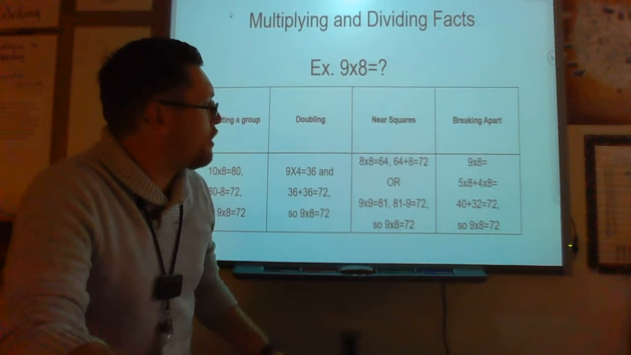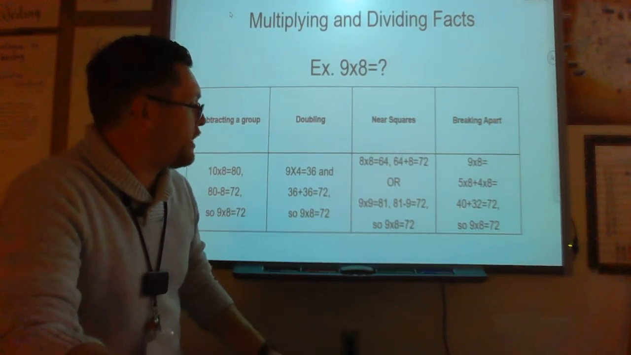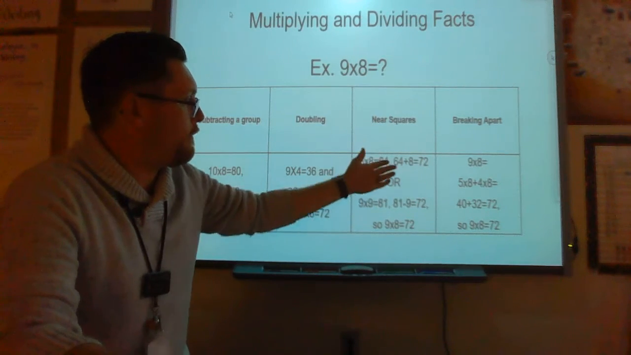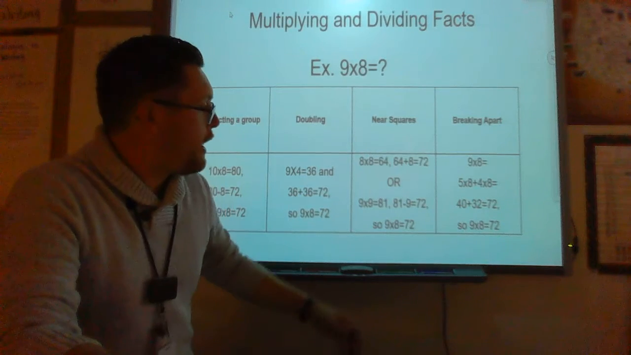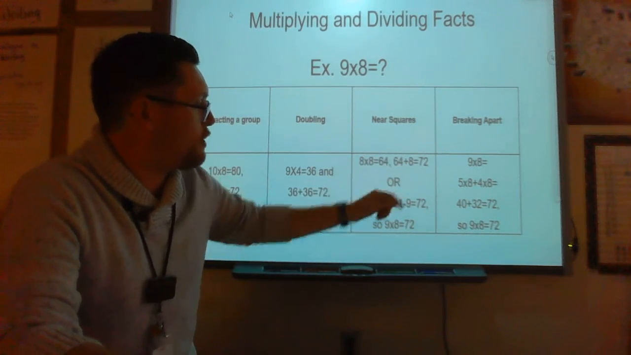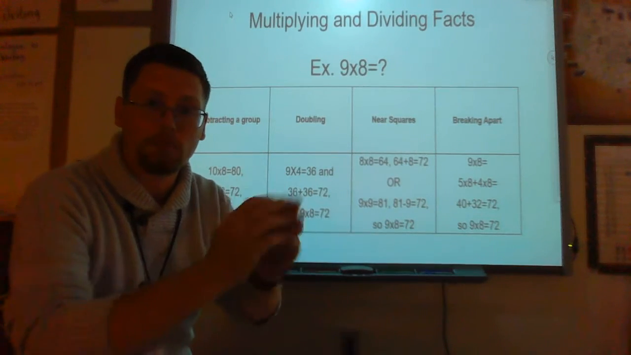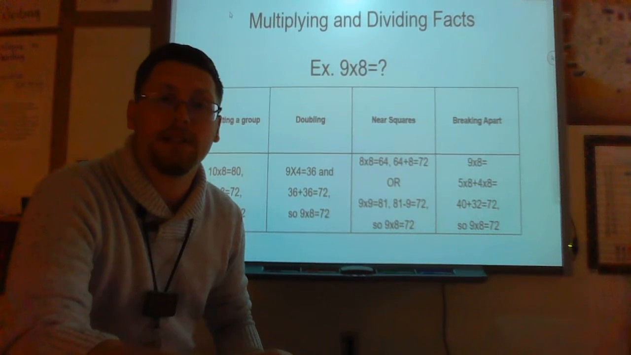Next, you have breaking apart. So we have 9 times 8, and what I'm going to do is I'm going to actually break apart my 9 into 5 and 4. So I'm going to do 5 times 8 plus 4 times 8. I'm going to get 5 times 8, which equals 40. 4 times 8, which equals 32, and add those partial products together to get 72. So 9 times 8 is 72.